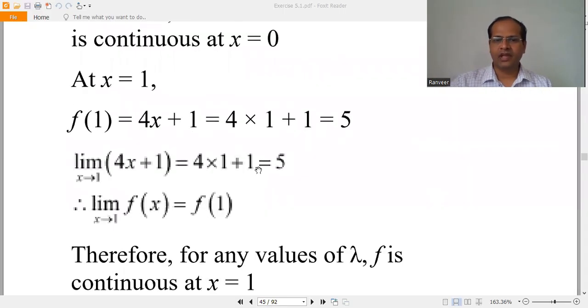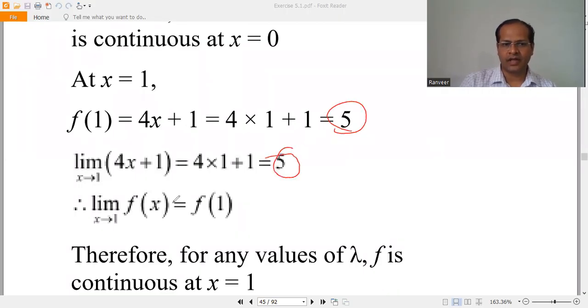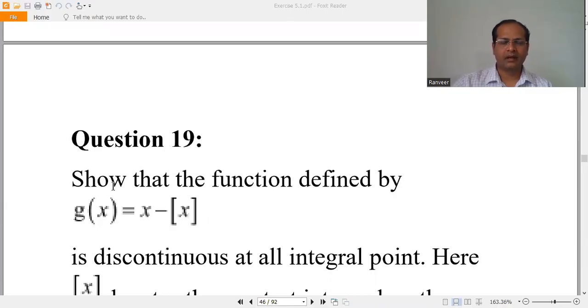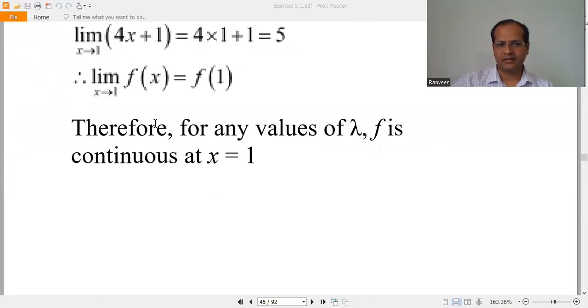So f of 1 we can find out, f of 1 is 5, and 4x plus 1 is also 5. So limit tending to 1 f(x). So for any value of lambda, f is continuous at x equal to 1.